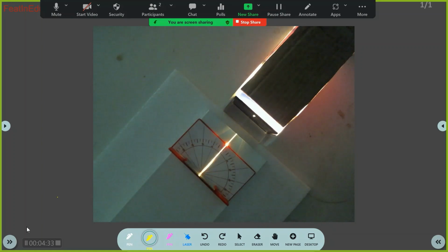The laws of reflection you have now understood by experimentation. Theoretically also you have learned it. Okay, now I will show you one more.